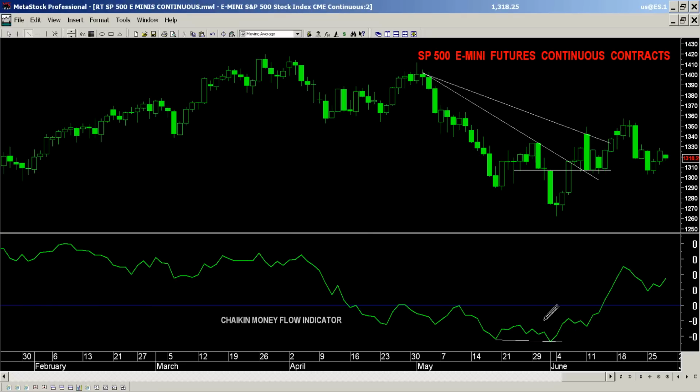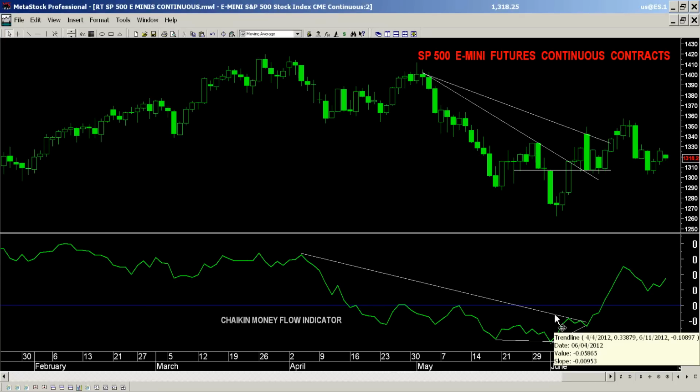And divergence on a secondary basis from here to here indicates that the momentum is now increasing to the upside. And the final thing that I'd like you to see here is how prices trade into a chart pattern, a sideways wedge. And the indicator trades into the apex of here and then trades out of it to the upside, acting as a confirmation. 1, 2, 3 confirmations.